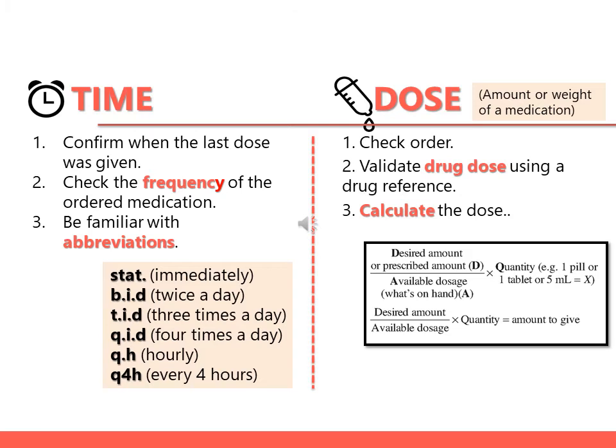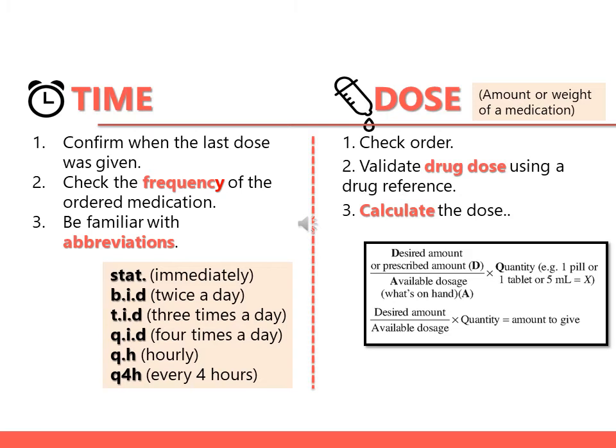First is the desired amount. Desired amount means what is the order of the doctor? What is the instruction of the doctor? To give 150 milligrams, to give 2 tablets, to give 3 tablets. This is the desired amount. How much or how many medications or how many ml the doctor wants you to give to your patient.